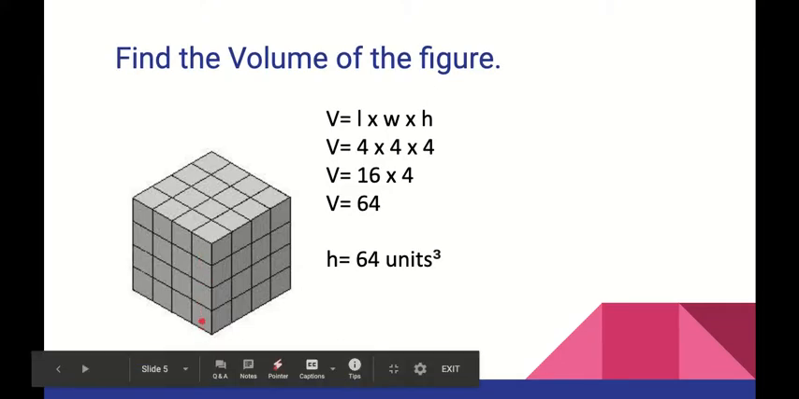I know that I counted this last cube when I counted the width, but I also count it when I'm counting height. So I just want you guys to be aware of that. So 4 times 4 is 16. 16 times 4 is 64. So my height, not my height, my volume is 64 inches cubed, units cubed, okay?